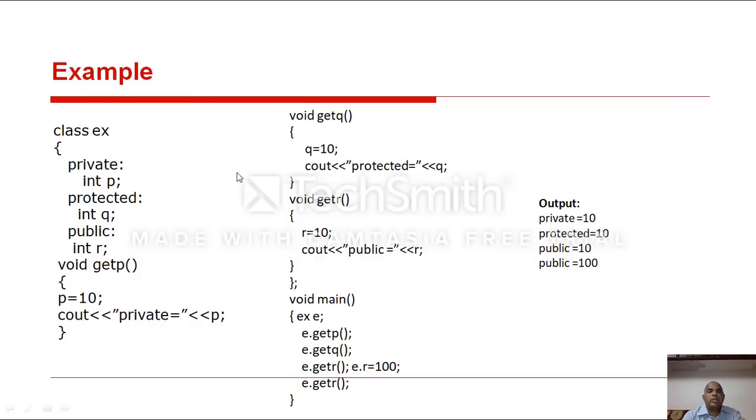These three are the methods, member functions of this class EX. Clear? Next one is class close. Next, void main function. So EX dot E.